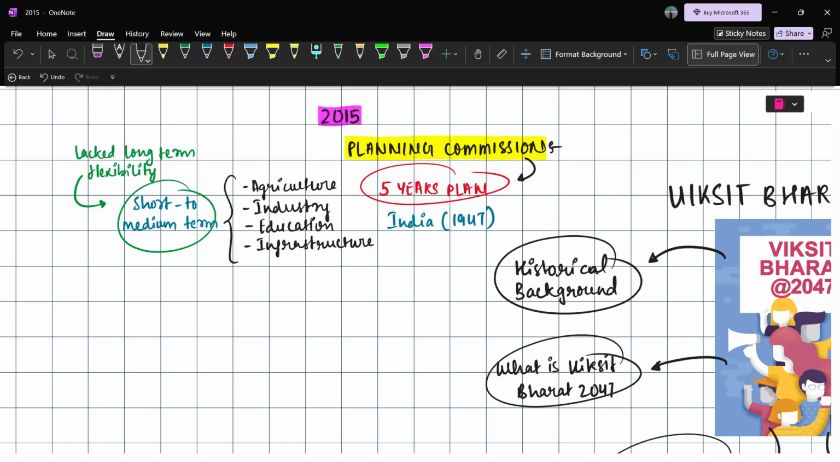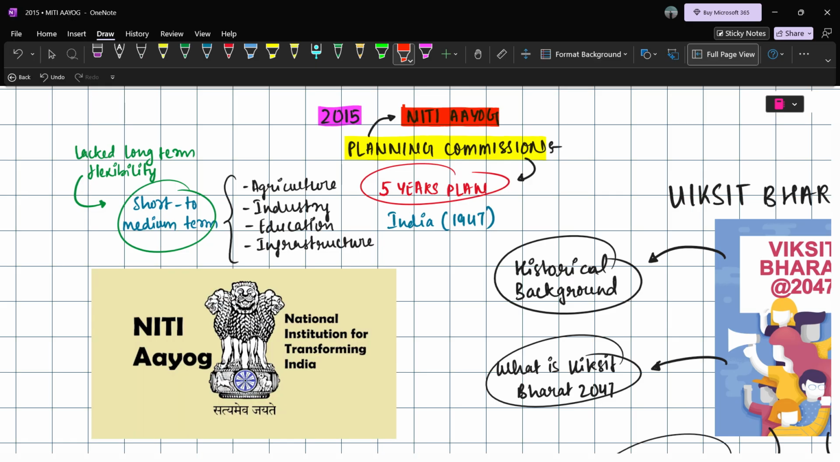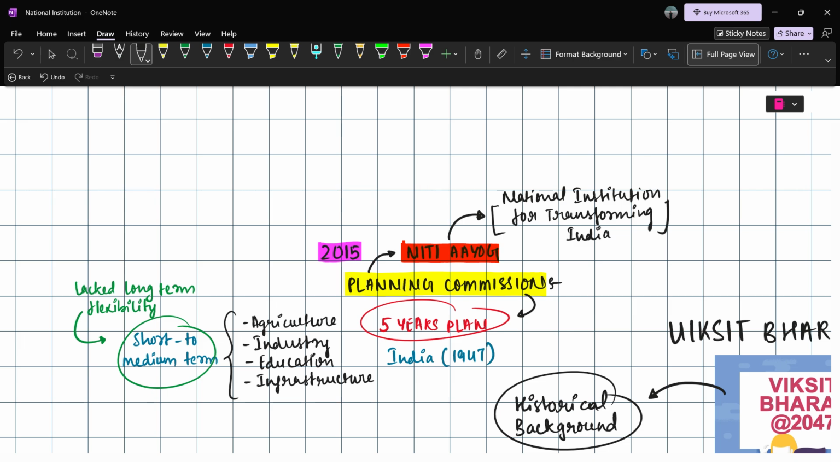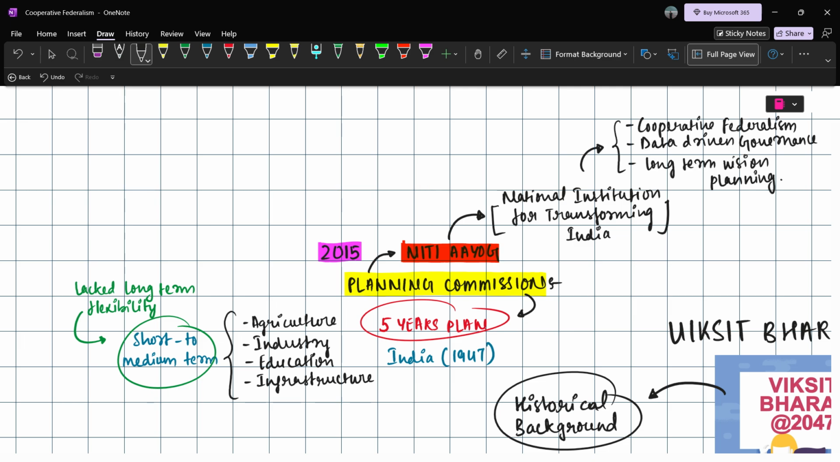In 2015, the Planning Commission was replaced by NITI Aayog, which stands for National Institution for Transforming India. This shift marked the beginning of cooperative federalism, data driven governance, and a move towards long term vision planning.